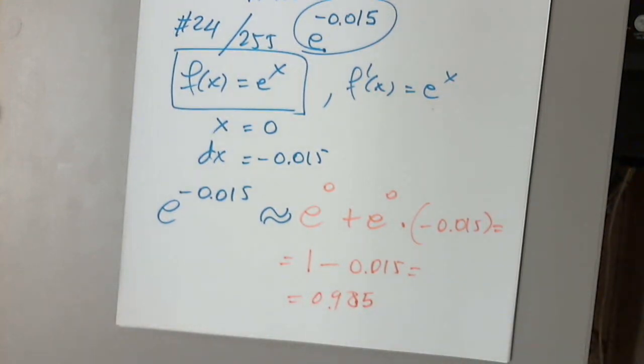Would you have ever dreamt of evaluating e to negative 0.015? I don't think so. If you say yes, I will not believe you. So, e to negative 0.015. Astonishing, isn't it? But this was possible only with differentials.